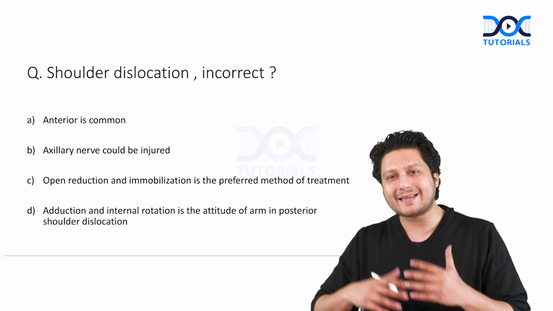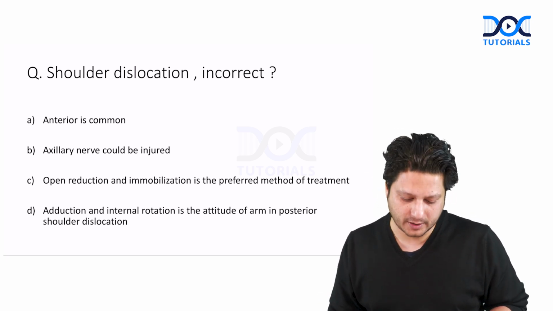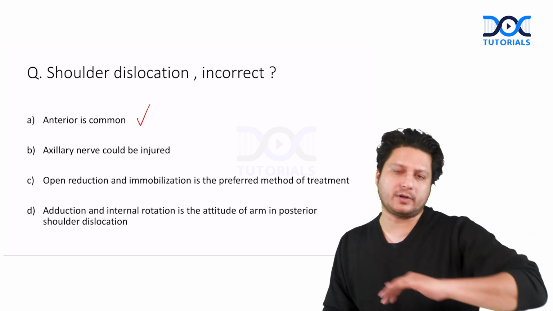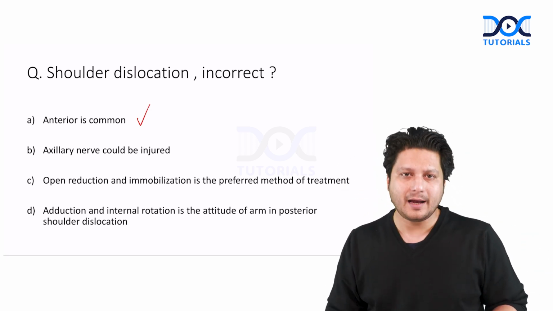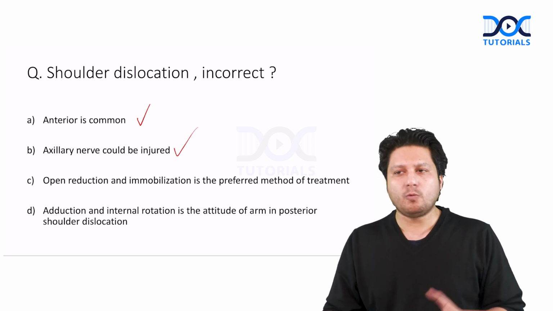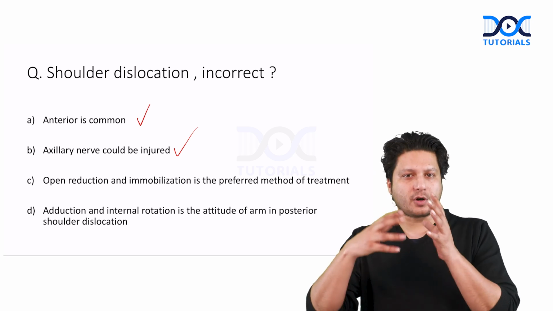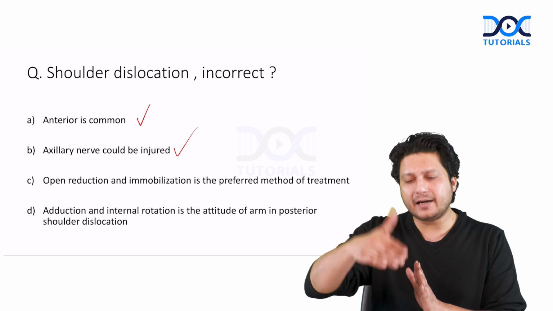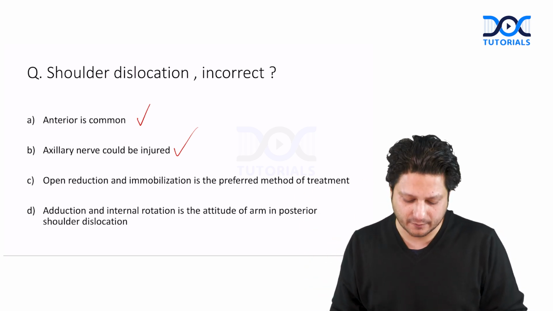Now, which of the following is incorrect regarding shoulder dislocation? Point number 1, anterior is common. Actually, out of all the different types of dislocations of the shoulder which can happen, anterior is the most common one. Next, axillary nerve could be injured. If there is a dislocation of the shoulder, anterior or posterior, the nerve which is likely to get stretched and injured eventually is the axillary nerve.